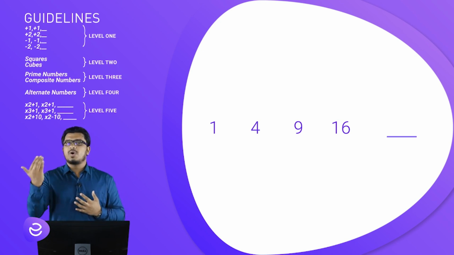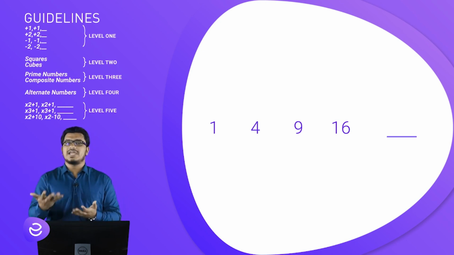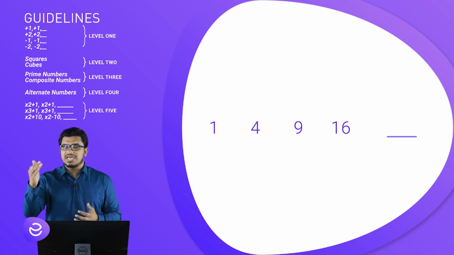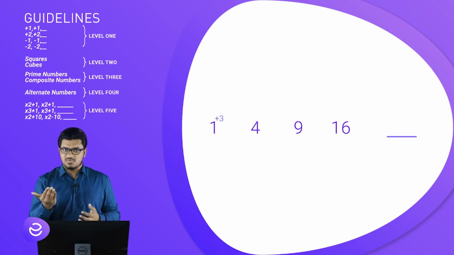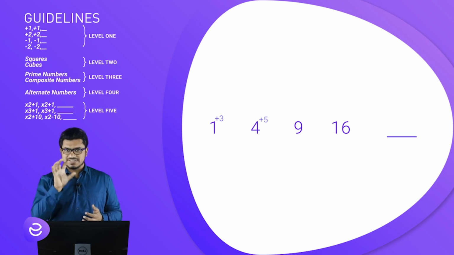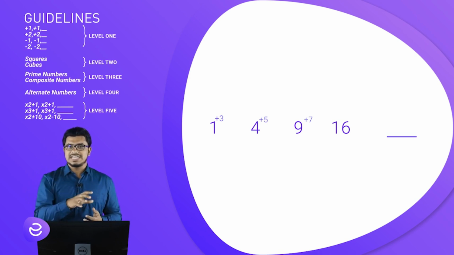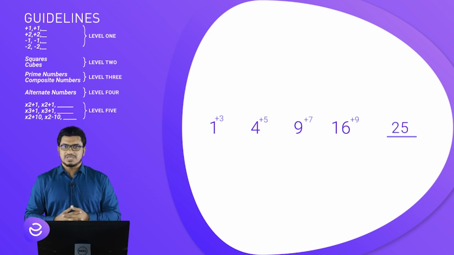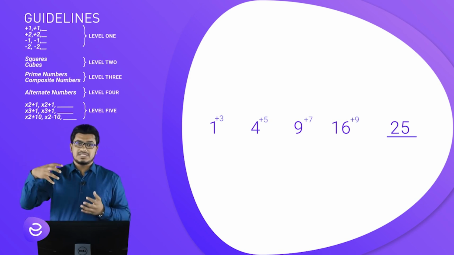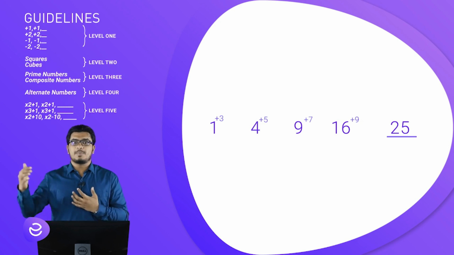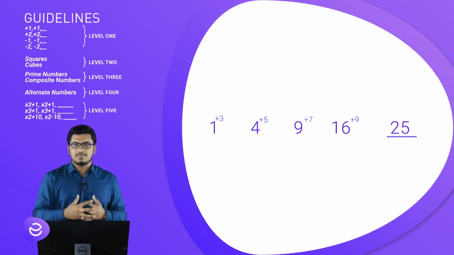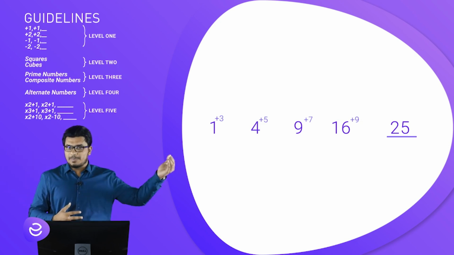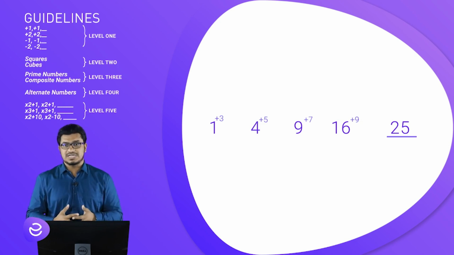In this question 1, 4, 9, 16, if you find out the difference between the numbers, you will get a series: 1 plus 3 is 4, 4 plus 5 is 9, 9 plus 7 is 16, so 16 plus 9, the answer will be 25. That is the answer you get if you approach it as a level 1 type of question.